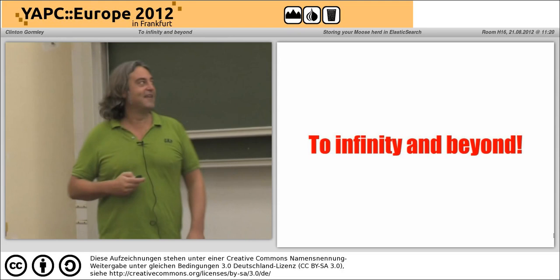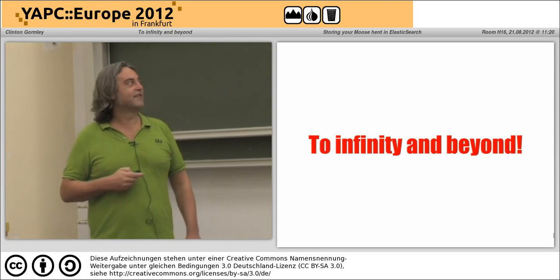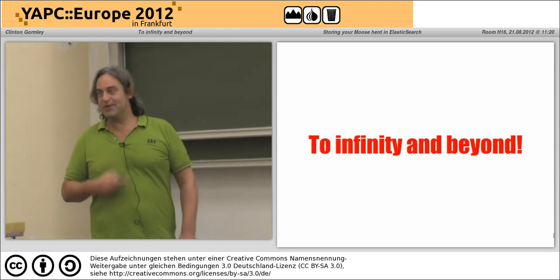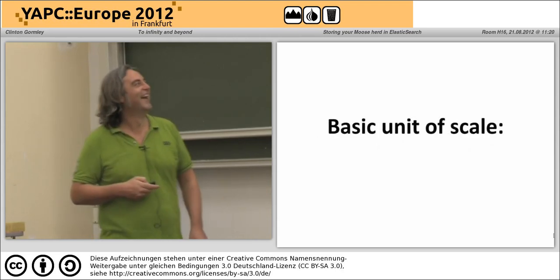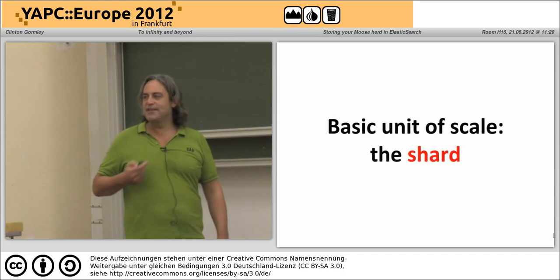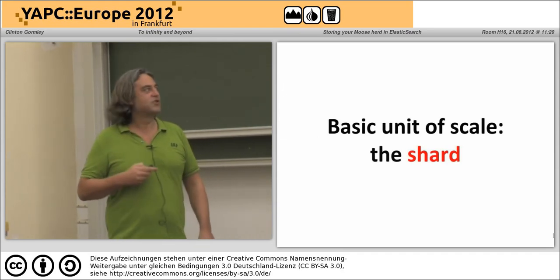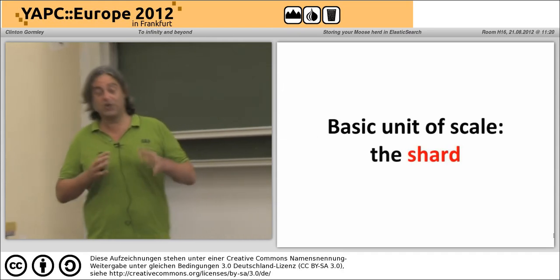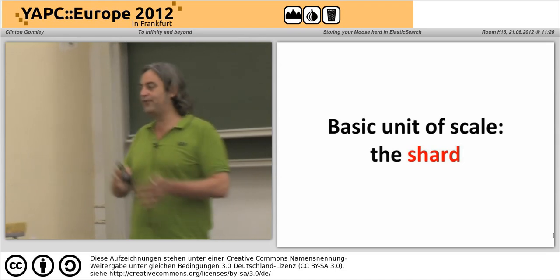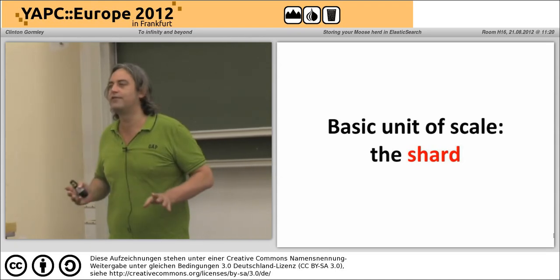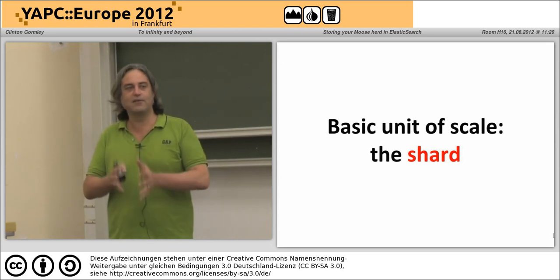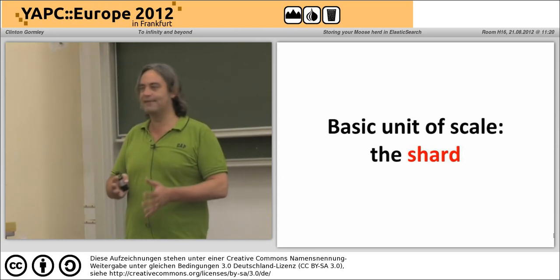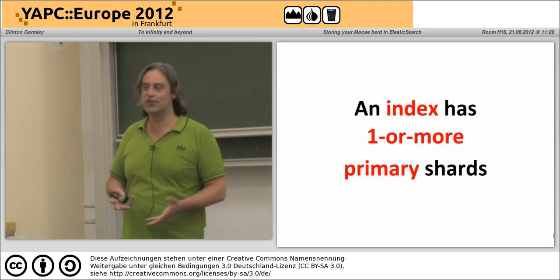Scaling. And this is where Elasticsearch really shines, and where the topic of the talk comes from, so I'm rather glad that I managed to get here. There's a basic unit of scale in Elasticsearch, which is the shard. And a shard is a single Lucene instance. And it doesn't matter if you don't know what that means, because it just means that one shard is the minimum thing that you can have in Elasticsearch and have it functioning.